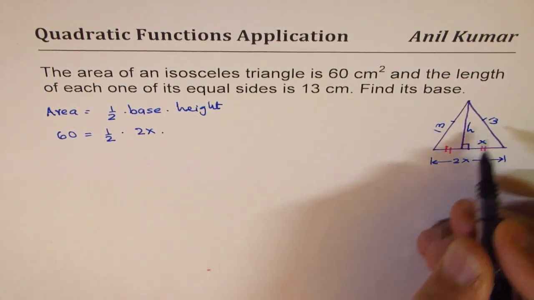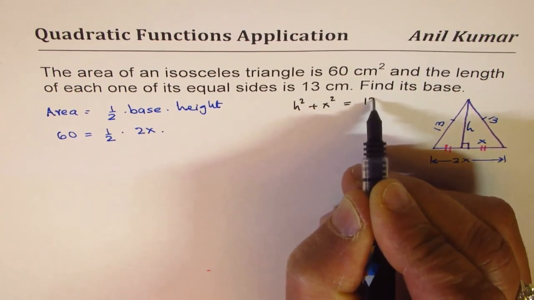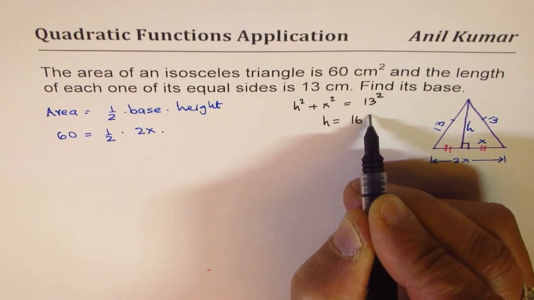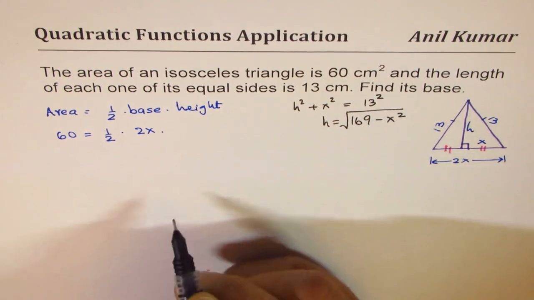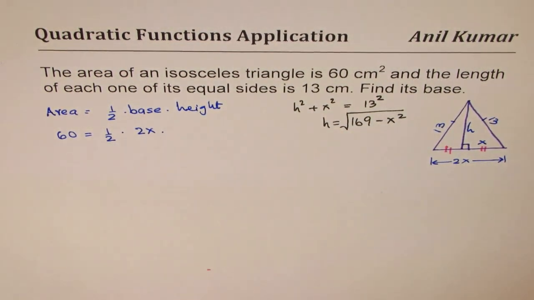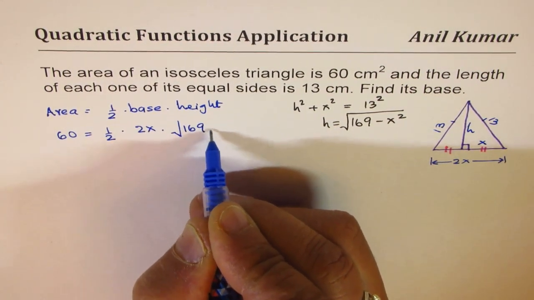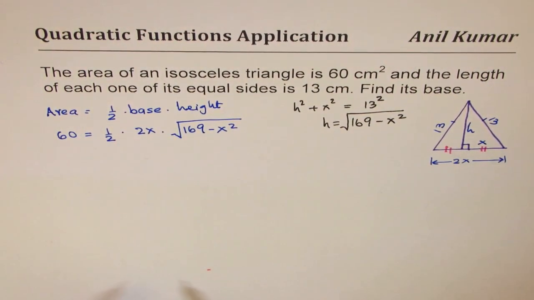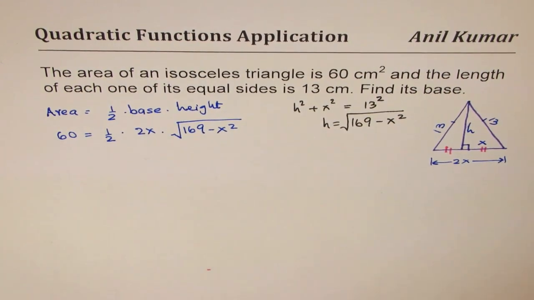So we know that height square plus x square should be equal to 13 square. And so height is equal to square root of 13 square, which is 169, minus x square. So we'll replace this value here. We say the height is square root of 169 minus x squared, where x is half of the base. Full base is 2x, remember that. Now it is a question of solving this particular equation.